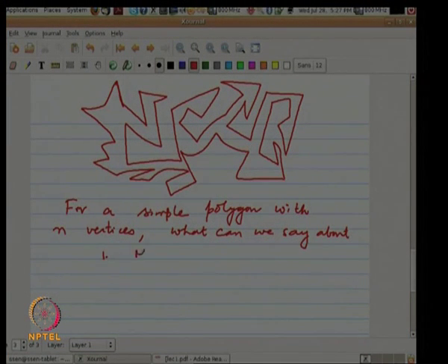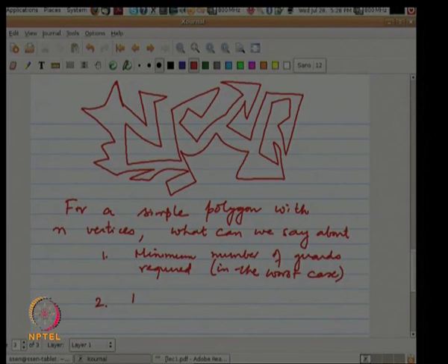So, for a simple polygon with n vertices, what can we say about the number of guards required in the worst case, the maximum number of guards required in the worst case? And it will be great if these two numbers actually match, so that we can come up with some answer, where we can establish that the answer to number 1 is the same as number 2. Right? Otherwise, our estimates may not be a good estimate.